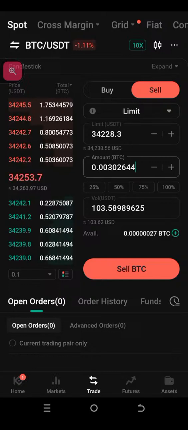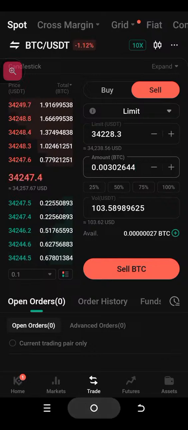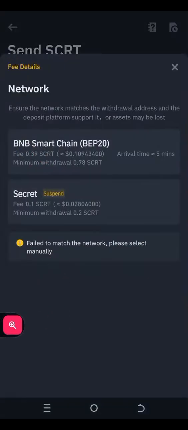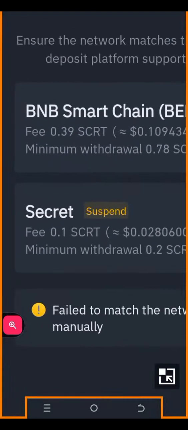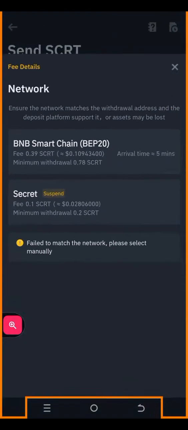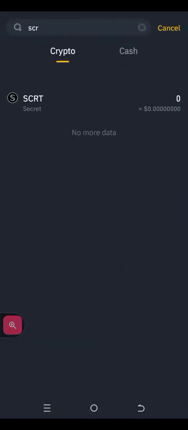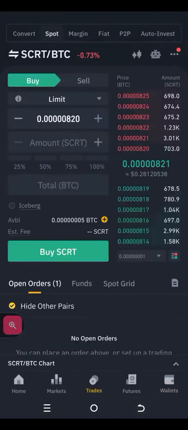Okay? Now we're here. And the only thing that's standing in our way is that we can't even withdraw this with Secret, because the withdrawal network of Secret has been suspended. Can you see that? It has been suspended. So these are the pros and cons. Okay? Let me go back. This was supposed to be a profitable transaction.